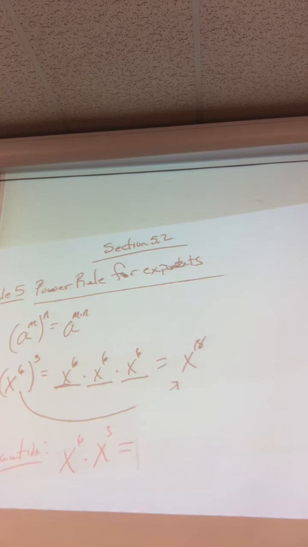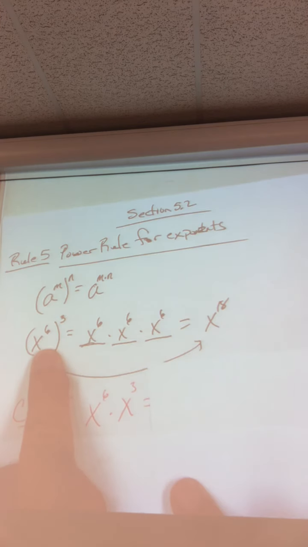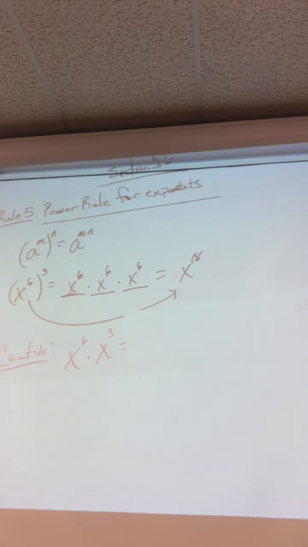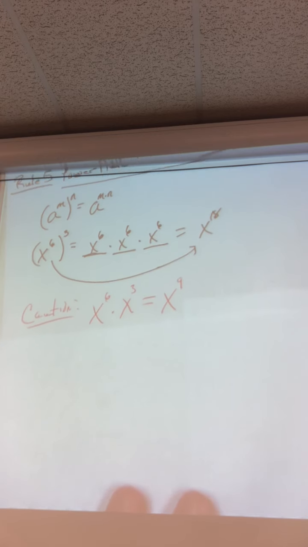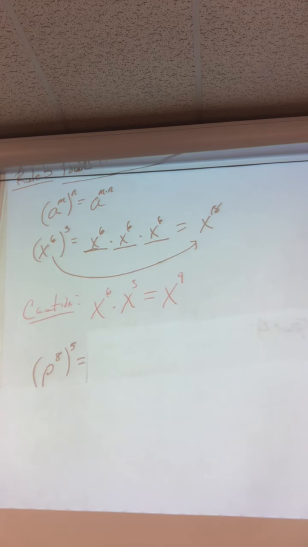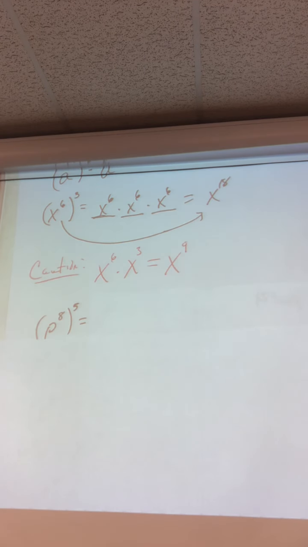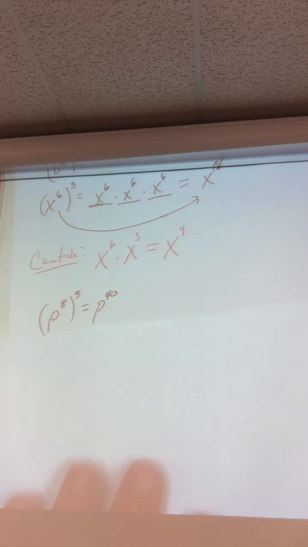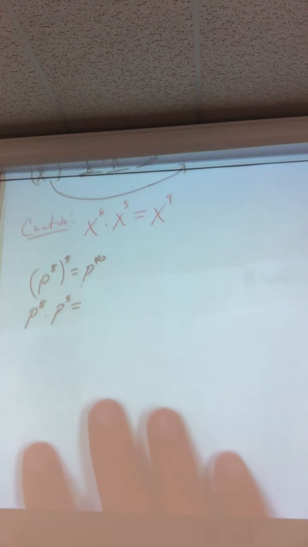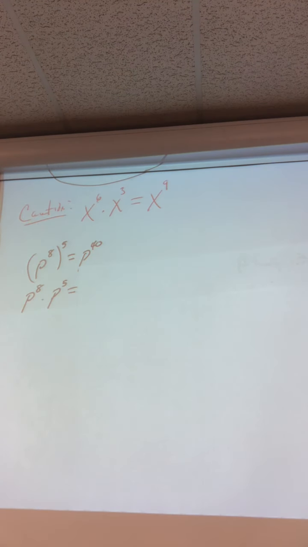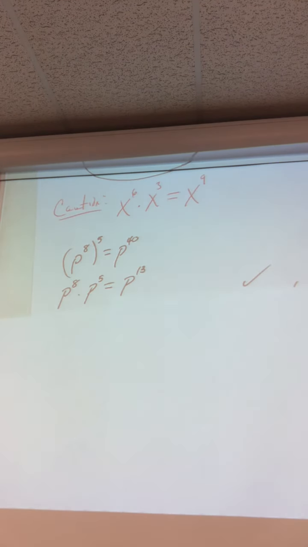Now be careful. Do not confuse this problem right here with this problem. X to the 6 times x to the third is x to the 9th. There you do add the exponents. All right, so let's do some of these. So what would p to the 8th to the 5th be? Power to a power, p to the 40th. But, just to remind you, what would p to the 8th times p to the 5th be? That would not be p to the 40th. That would be p to the 13th.